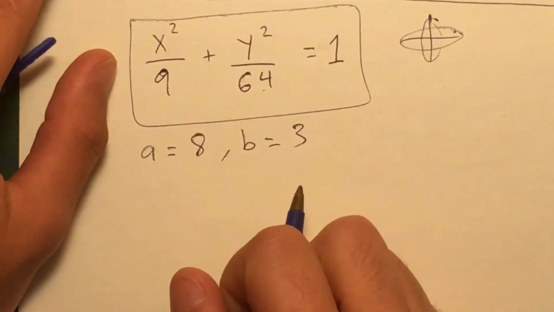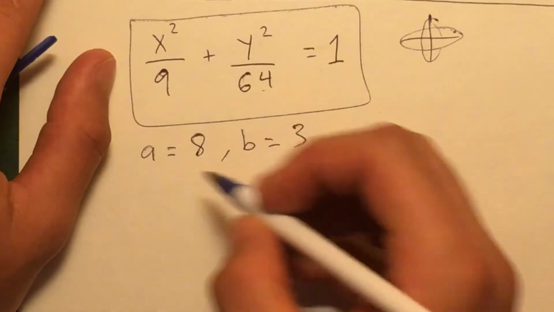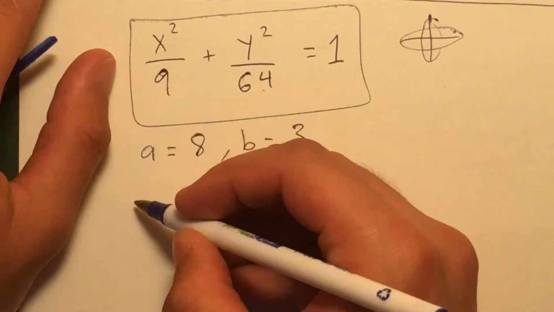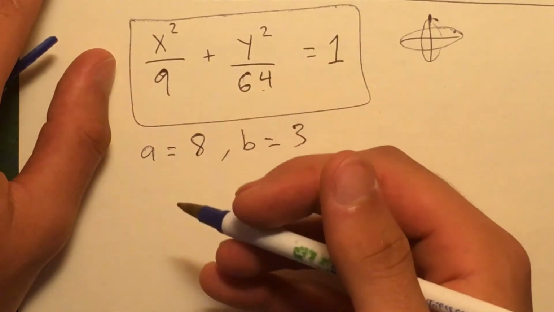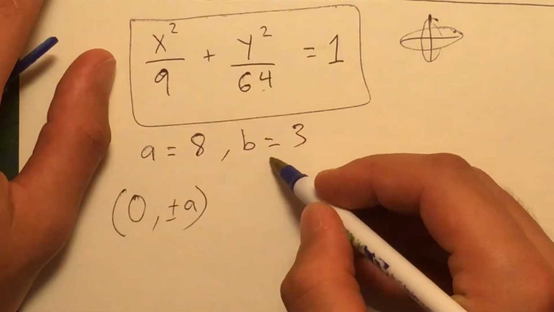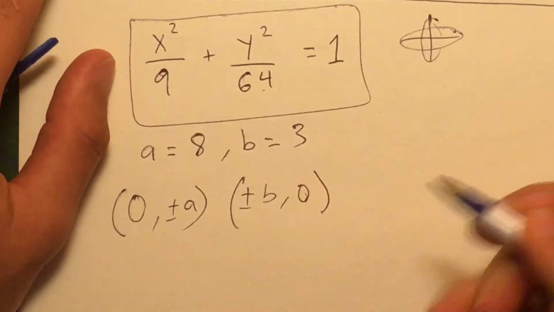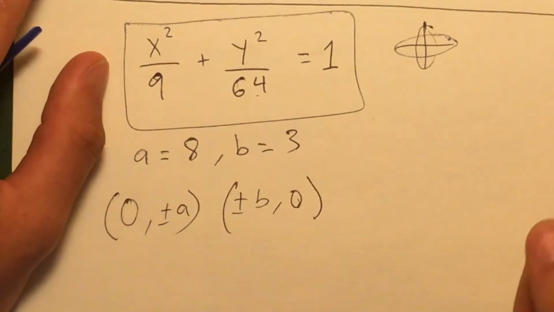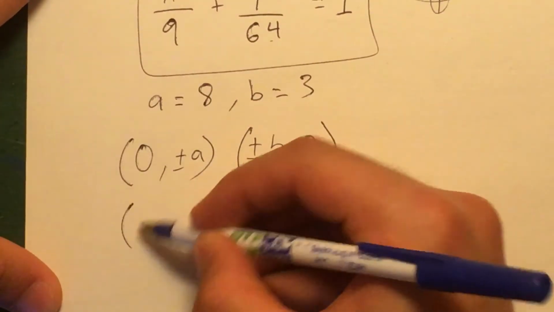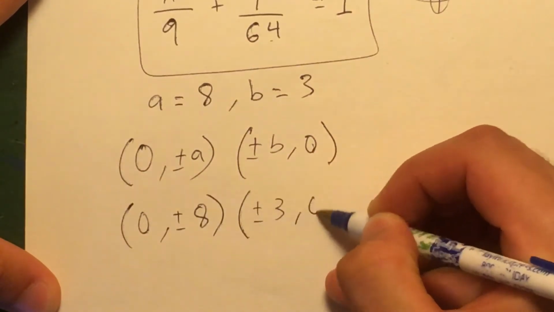So we just want to find the vertices to sketch the ellipse. In a vertical ellipse, the a, which is the greater one, the vertices that have a are going to look like this: 0, plus or minus a. And the vertices with b are going to look like this: plus or minus b, 0. You could kind of visualize that. So let's begin by plugging it in. The vertices with a are going to be 0, plus or minus 8. With b, it's going to be plus or minus 3, 0.